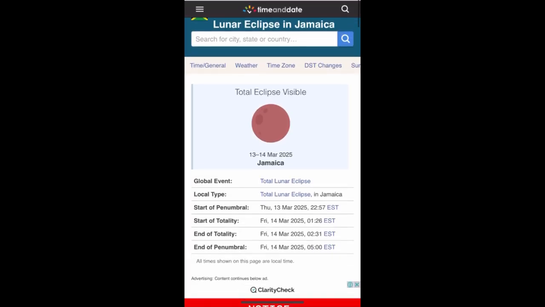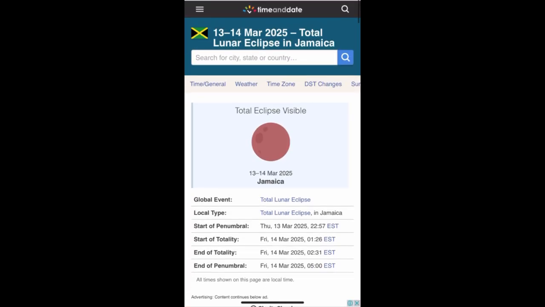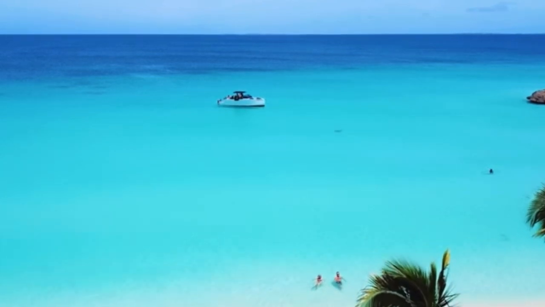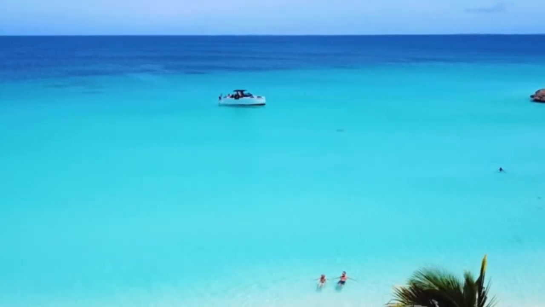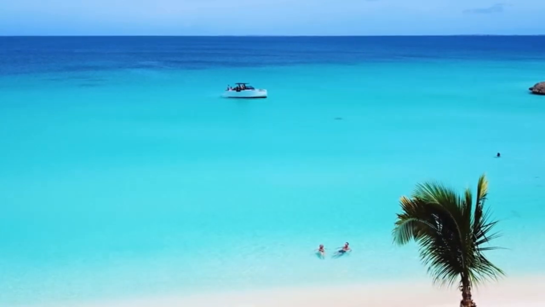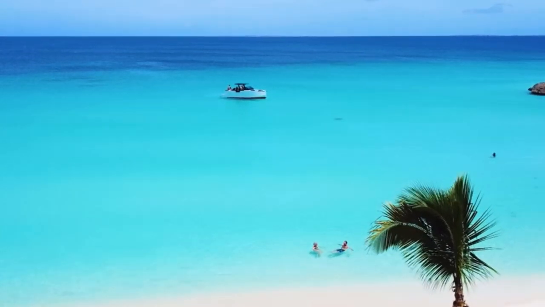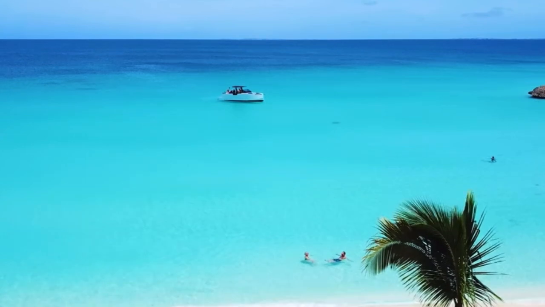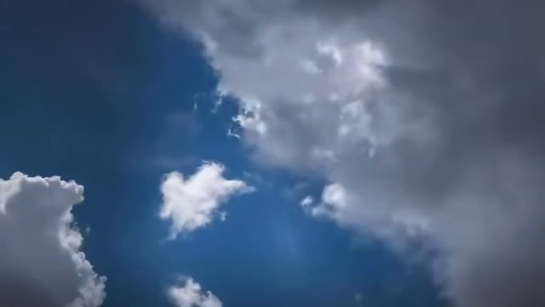Now, what will be a factor that impacts the viewing of the eclipse? Well, the biggest culprit is cloud cover. Seeing that we are in the month of March, and it is one of the driest months in the Caribbean, there's not typically a lot of unstable weather, but that doesn't take away from the possibility of cloud coverage.